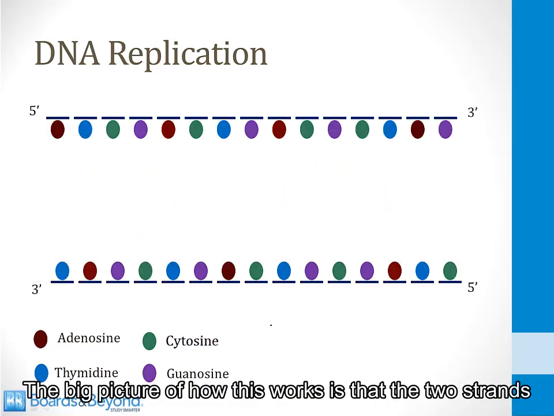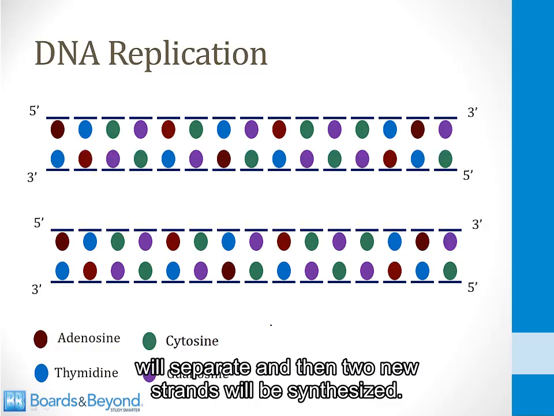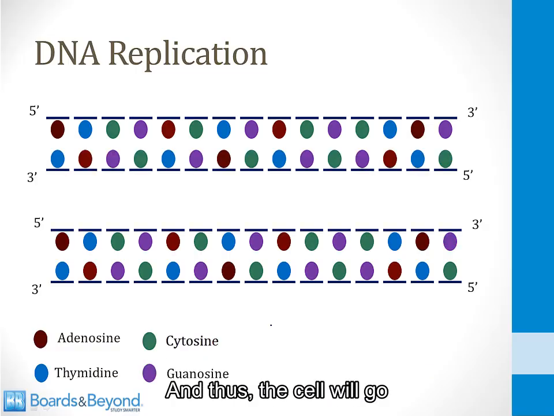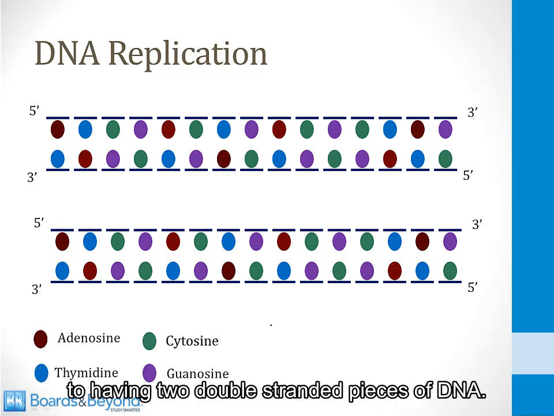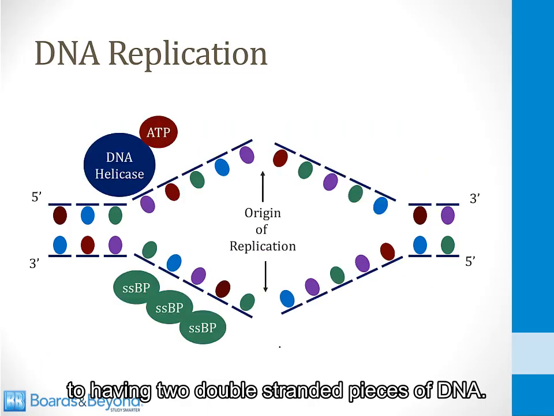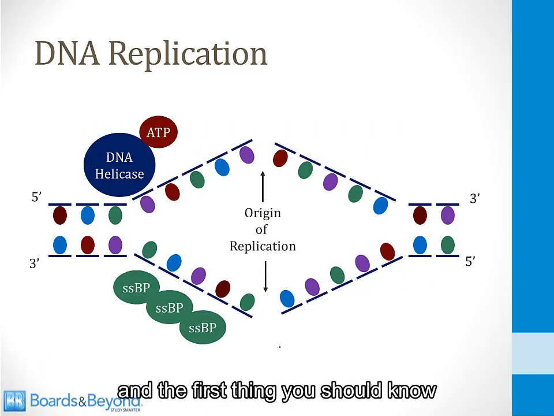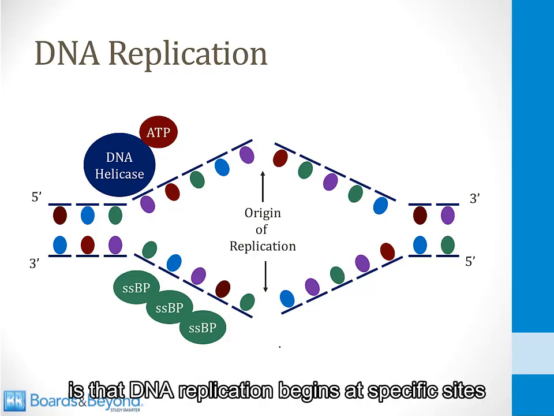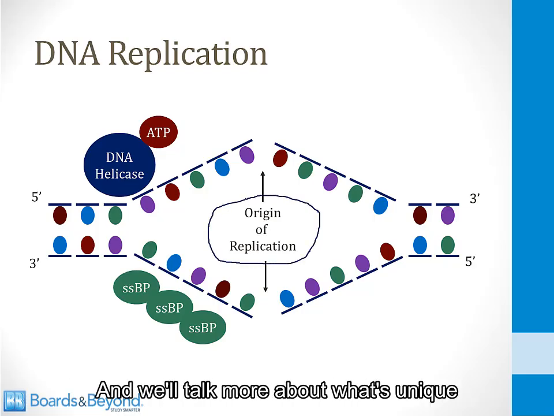The big picture of how this works is that the two strands will separate and then two new strands will be synthesized, and thus the cell will go from having one double-stranded piece of DNA to having two double-stranded pieces of DNA. So what we'll start going through now are the details of how that process occurs. And the first thing you should know is that DNA replication begins at specific sites called origins of replication, and we'll talk more about what's unique about these sites in a minute.